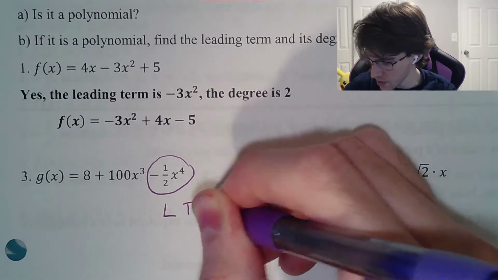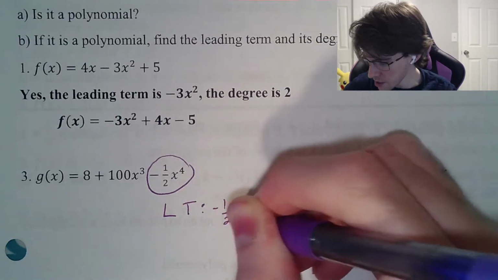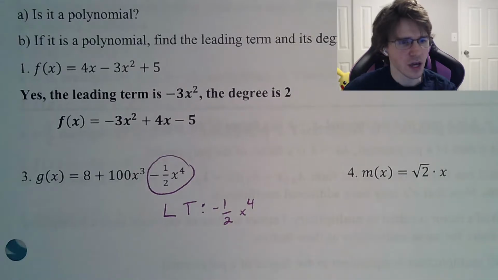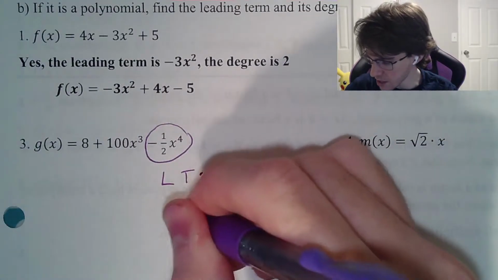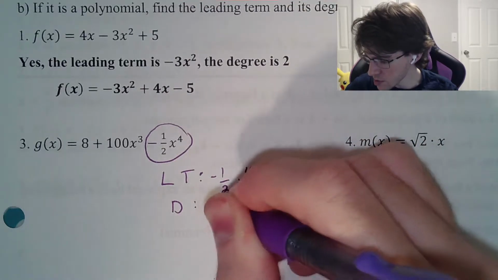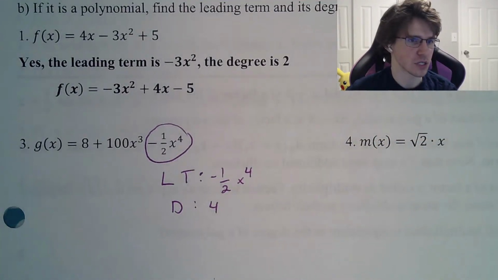I like to abbreviate this LT. LT is -1/2 x to the 4th. This is going to be a very important idea later. We would write this as a degree. The degree is going to be 4 because it is that largest exponent.